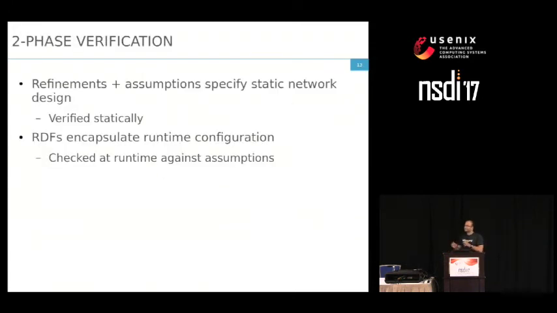So Cocoon naturally decomposes the program into the static part, which consists of refinements and assumptions, and the runtime part, which is represented by the RDFs. And so the verification process is also two-phase. We statically verify refinements, assuming that assumptions hold, and then all we have to do at runtime is, given a concrete instantiation of RDFs, check that they actually satisfy those assumptions.